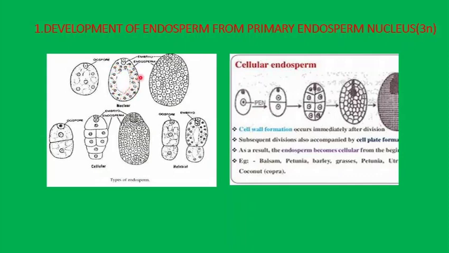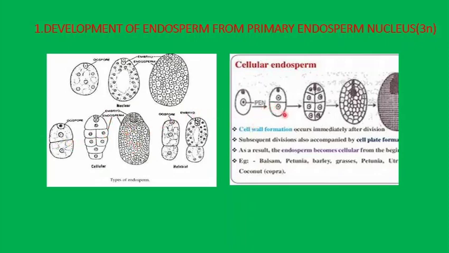After this, the cell wall starts developing. This stage of endosperm development is known as the cellular endosperm. So in endosperm development, there are two stages: one is free nuclear endosperm and the second one is cellular endosperm. And then the oospore divisions also take place simultaneously to form the embryo, the cellular embryo which you have seen.